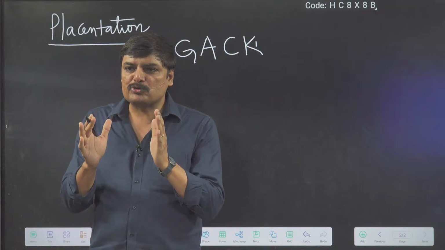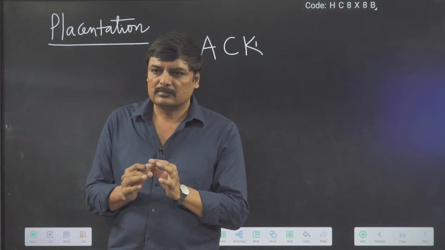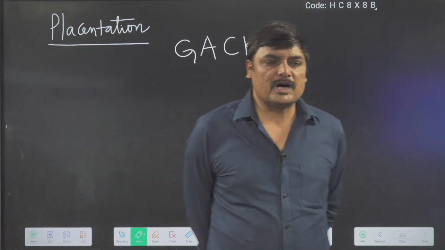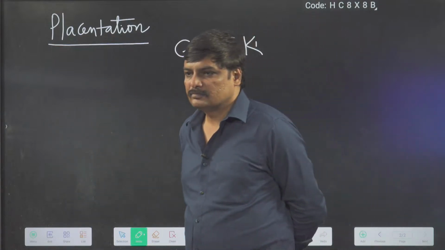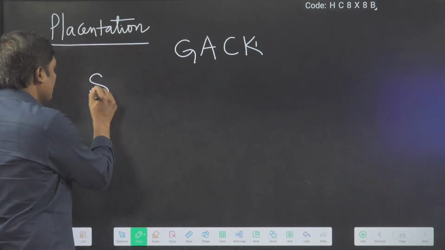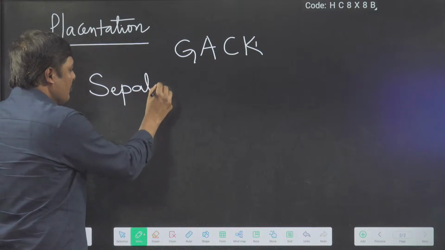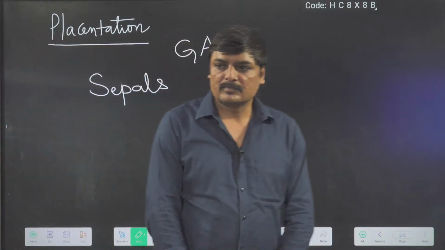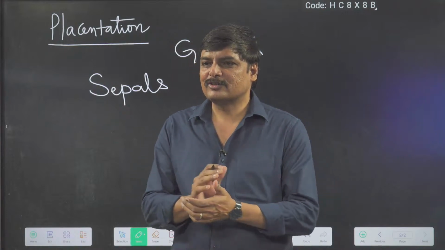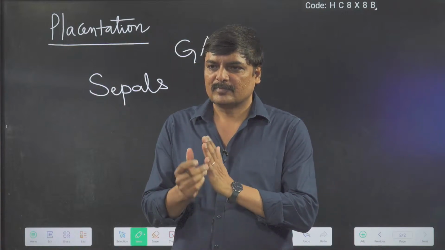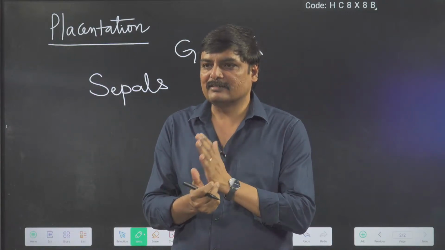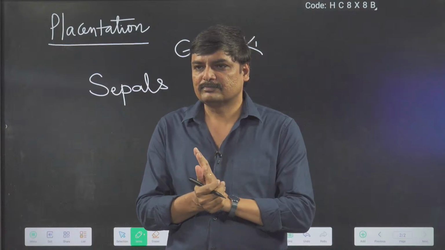Calyx is composed of sepals. What is the color of the sepal usually? Green. Good. Next.